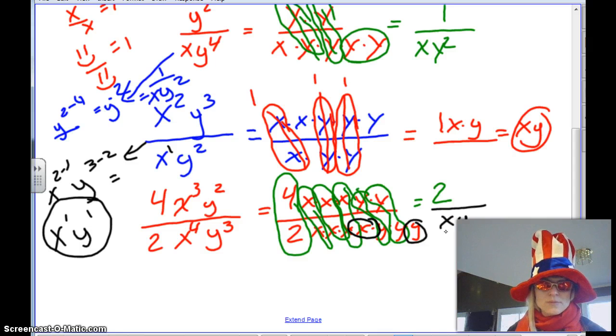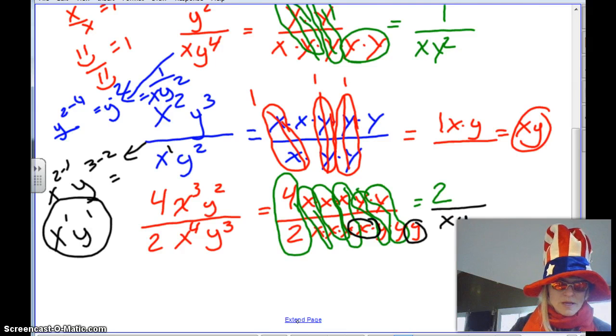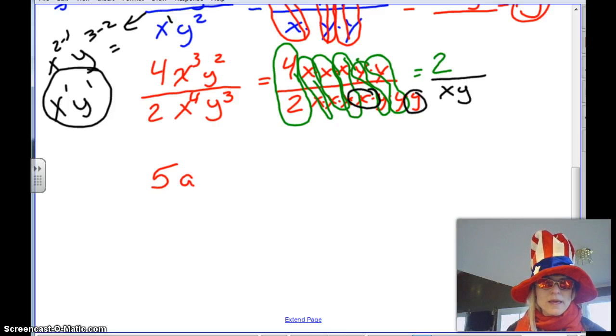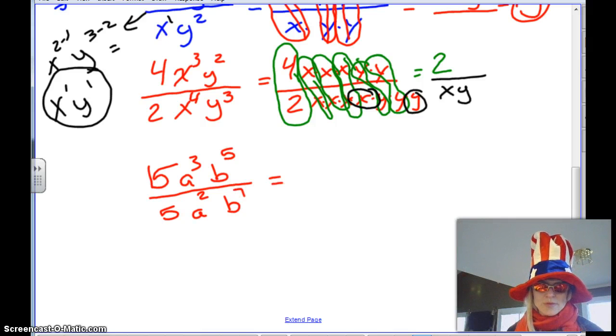Okay? So you guys try this one real quick, and then we're finished. Okay, I know it's a little bit longer, and I apologize. All right, so here's your practice problem. 15a to the third b to the fifth over 5a squared b to the 7th. See if you can come up with the answer to that one, and we'll talk about it tomorrow.